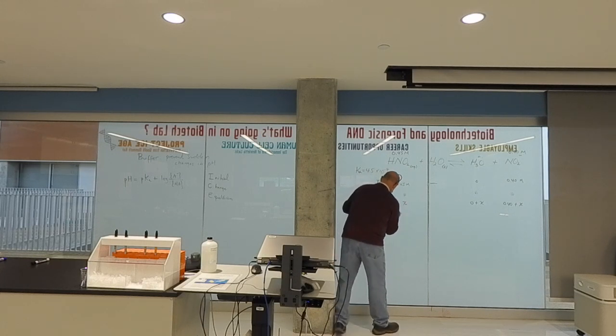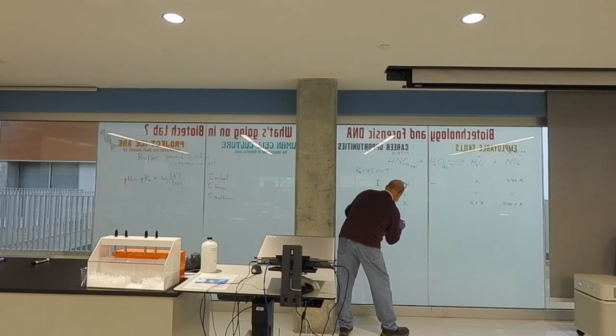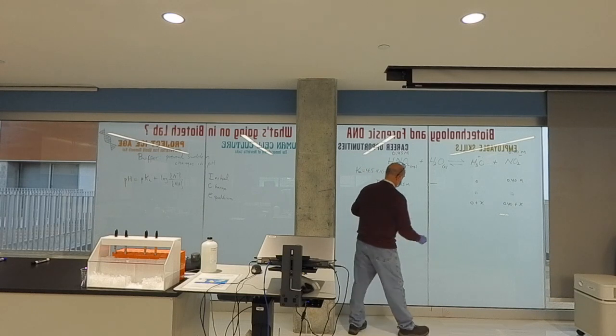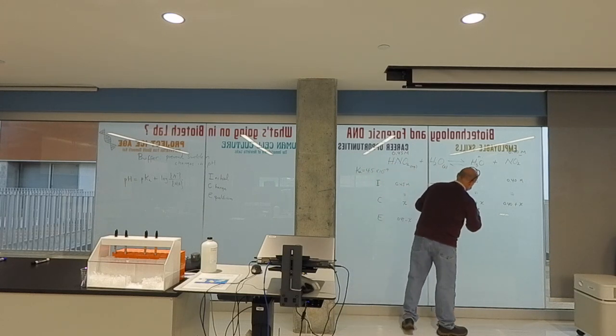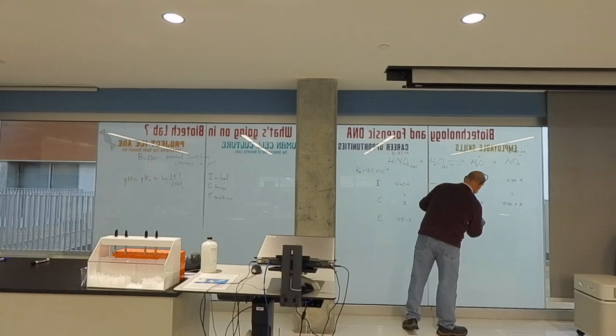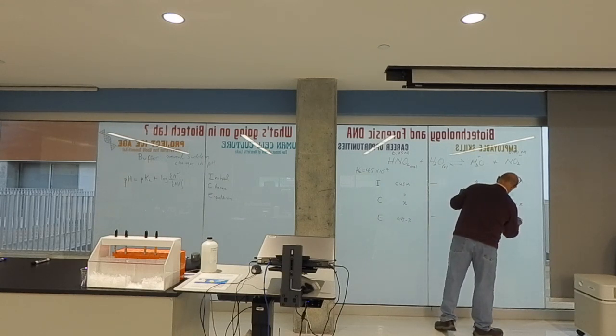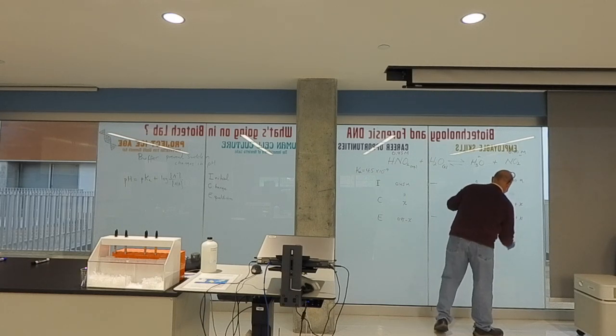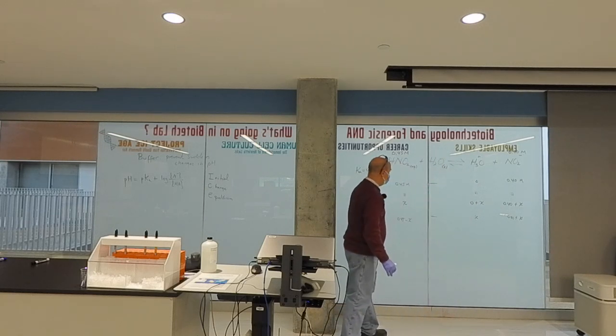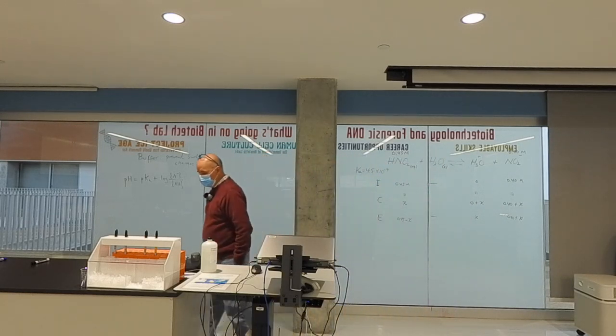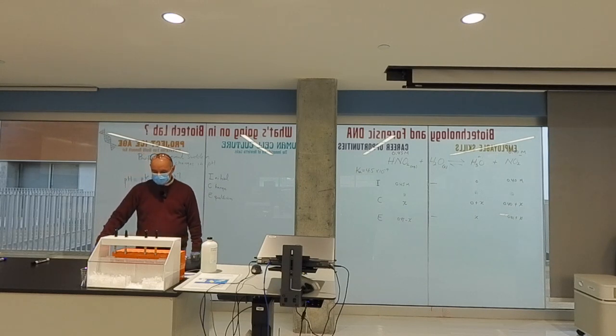So at equilibrium, once things settle, this amount is going to be 0.45 minus X. This one still doesn't matter. This one is going to be X, and this is going to be precisely that, 0.40 plus X. That is at equilibrium, once the equilibrium is reached.